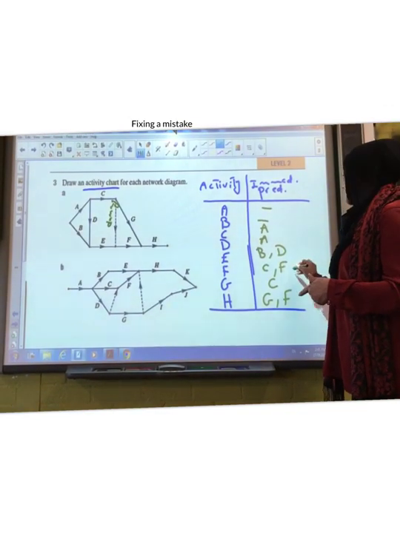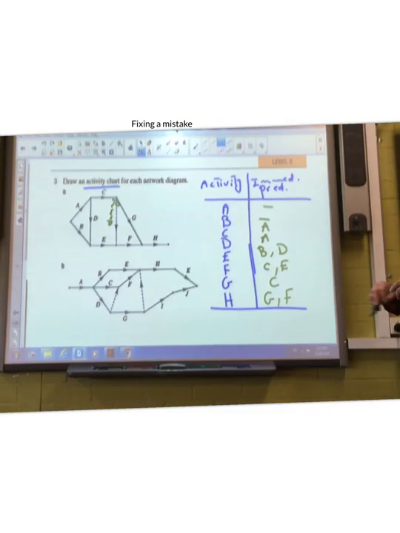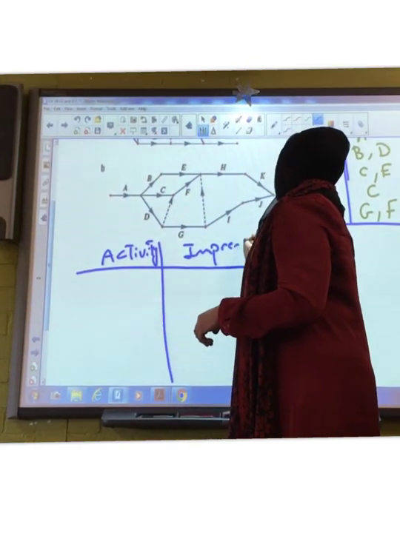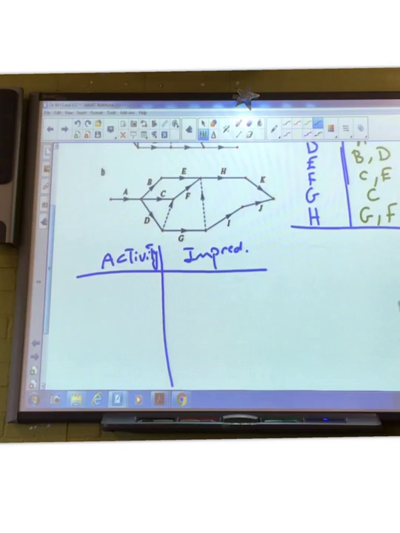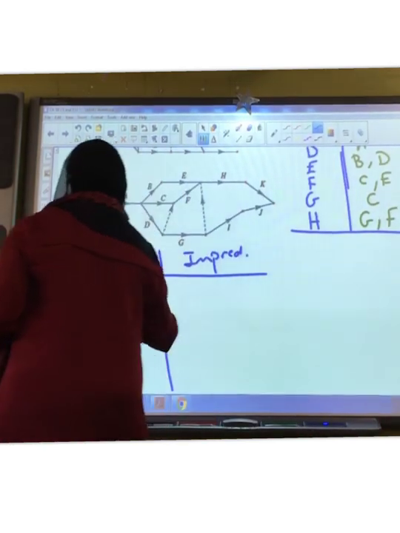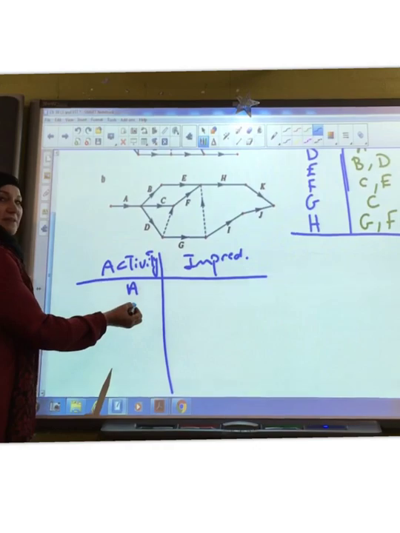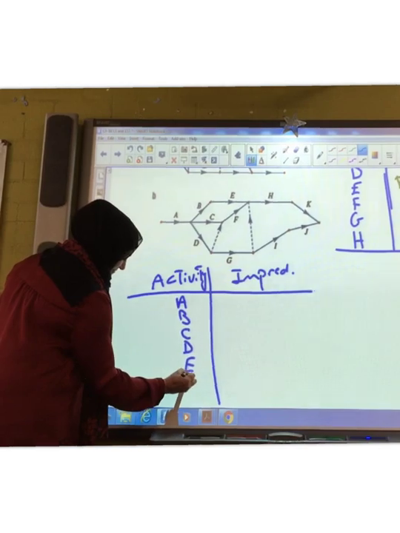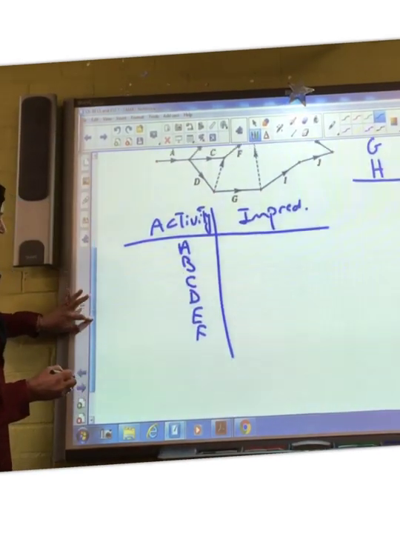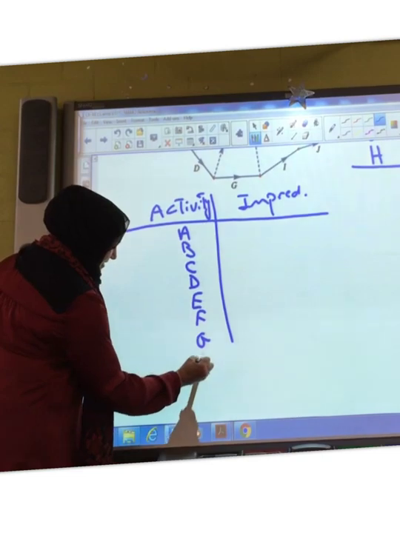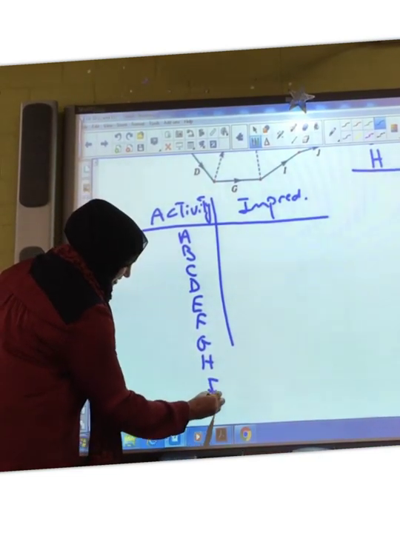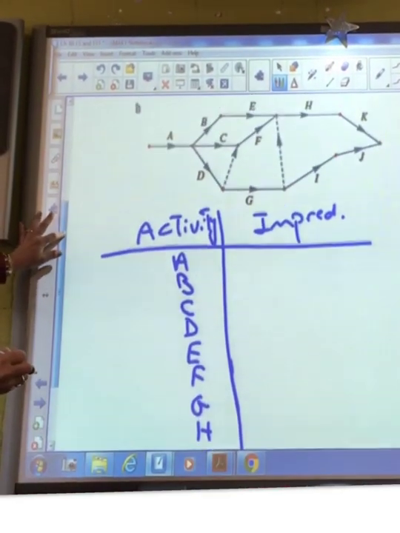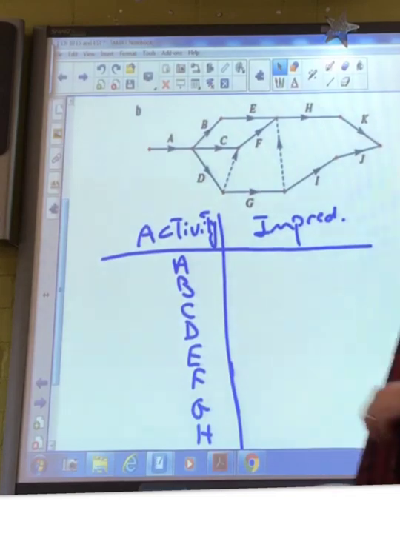C and E. And the immediate predecessor, okay? Starting with A, going all the way to what? K. Tell me the letters. A, B, C, D, E, F, G, H, I, J, and K. Okay? Don't take it for granted. Some people might not put them in the right order.